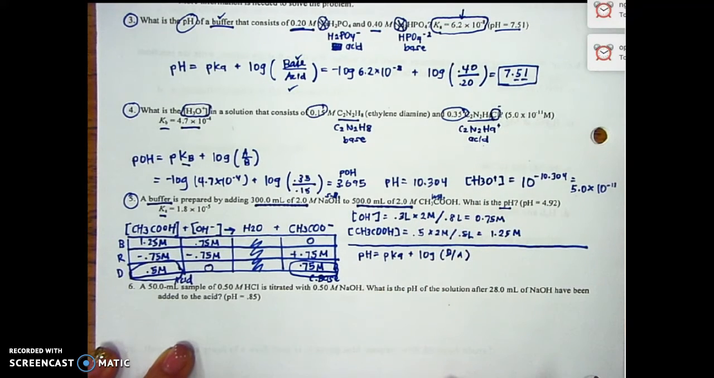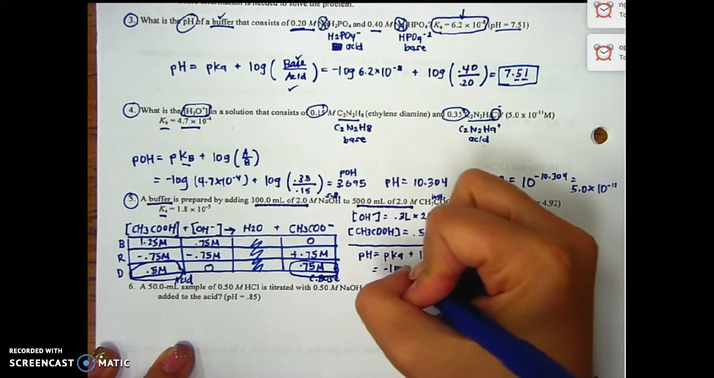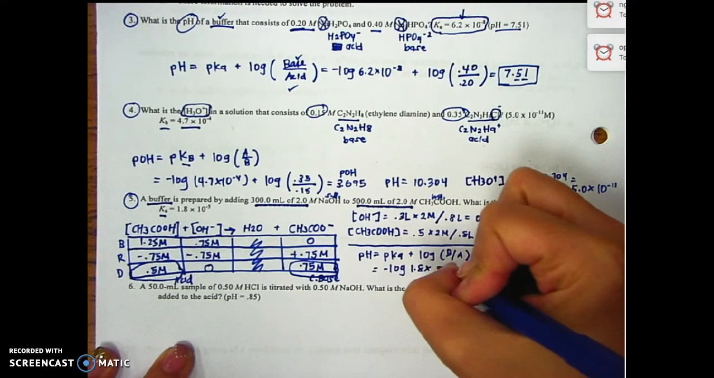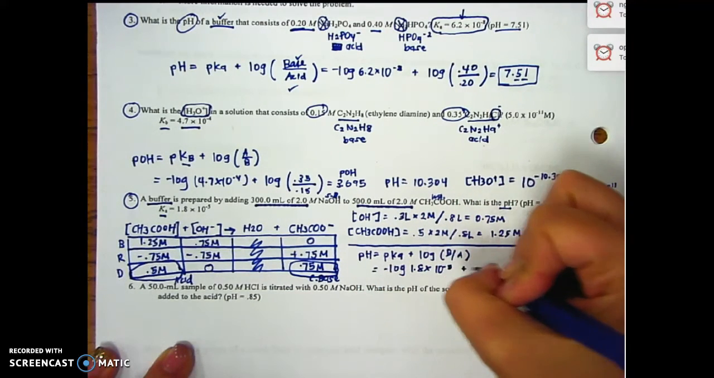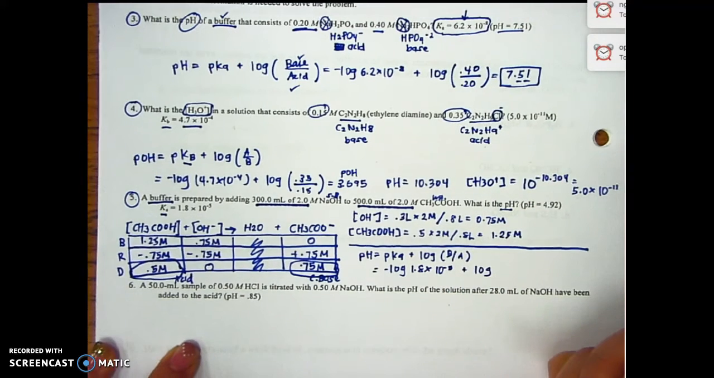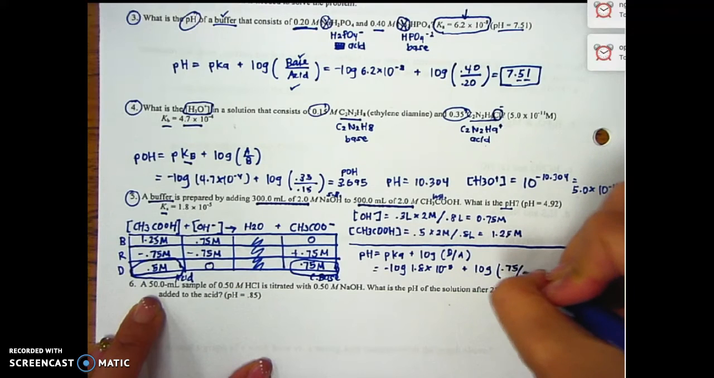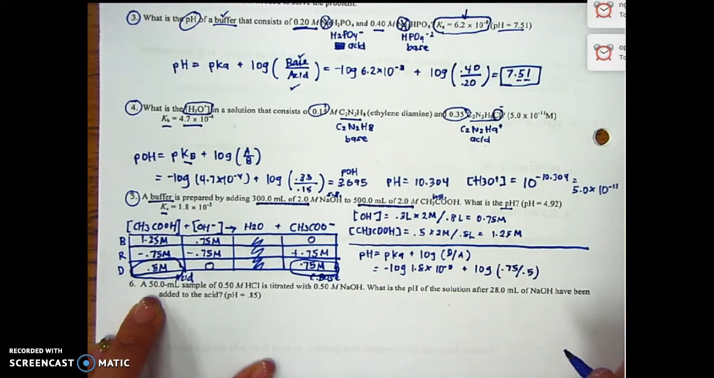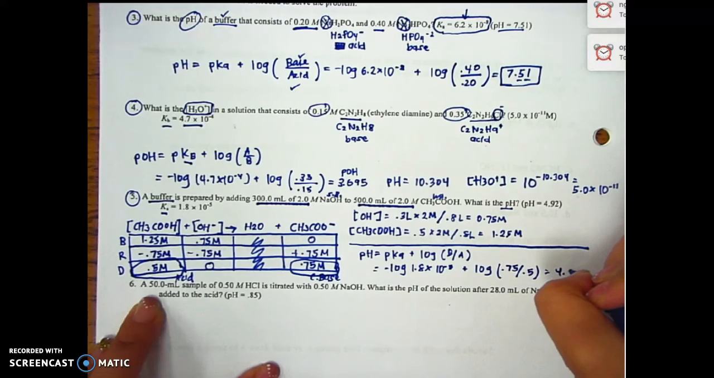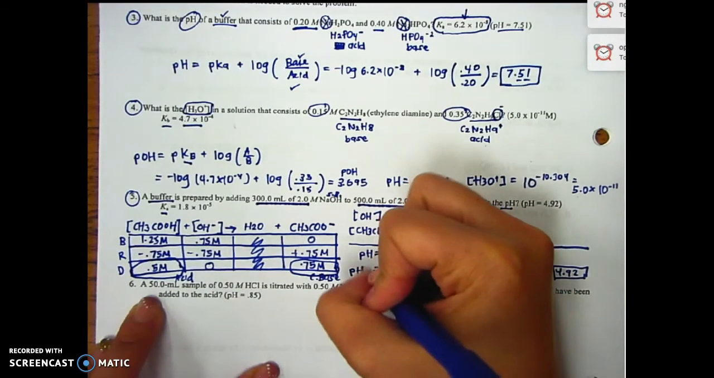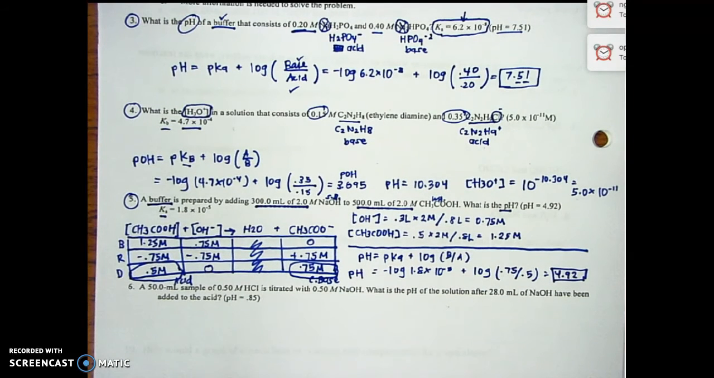So we have base over acid. I'm going to take the negative log of my Ka, which is 1.8 times 10 to the negative 5, and we're going to add the log of the concentration of base over acid. So it's 0.75 divided by 0.5, and we wind up with 4.92 as my pH. And we could stop once we have that right there.